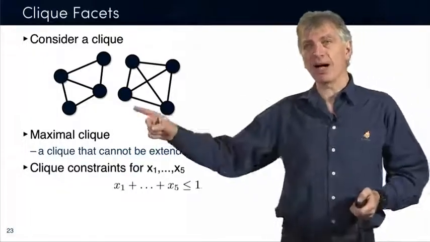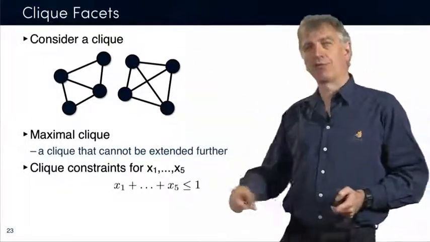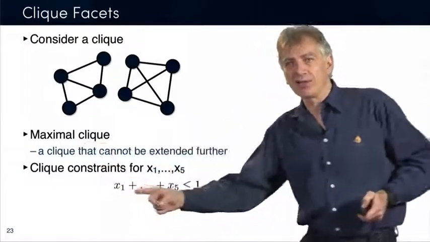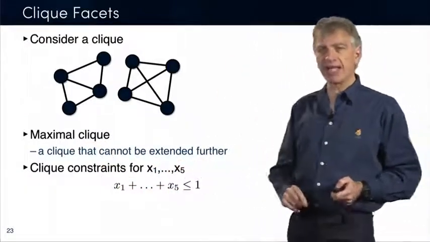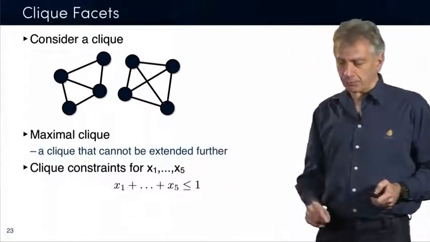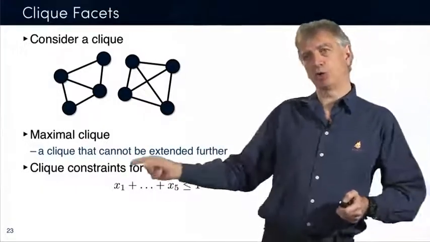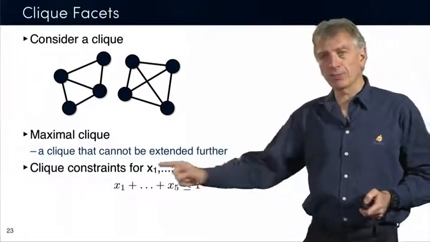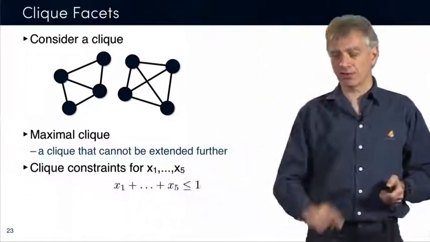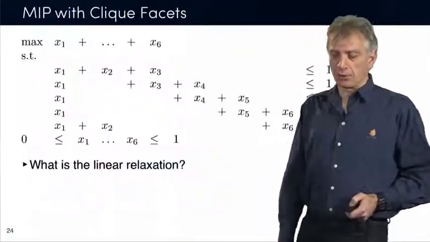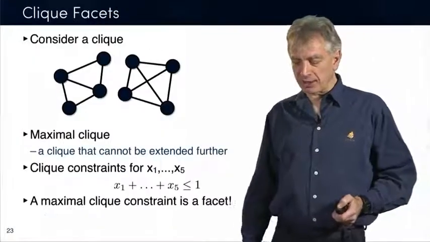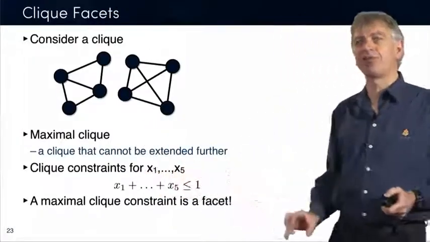So as soon as you have a maximal clique, let's say for nodes 1 to 5, you can state a constraint which says that at most one of these nodes can be selected in the solution. So in this particular case, we said that the sum of x1 to x5 has to be smaller or equal to 1, okay? So now we can actually show that a maximal clique is a facet, okay?